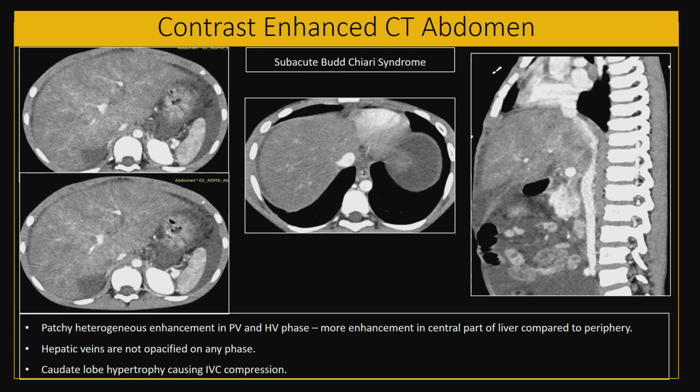And on the imaging, what do we see? Heterogeneous parenchymal enhancement in the venous phase. We don't see any hepatic veins directly draining into the IVC. We see a prominent azygos system and hepatomegaly, as you can see, but the IVC was patent here. So this is a case of subacute Budd-Chiari syndrome, and we'll see how this patient can be managed.